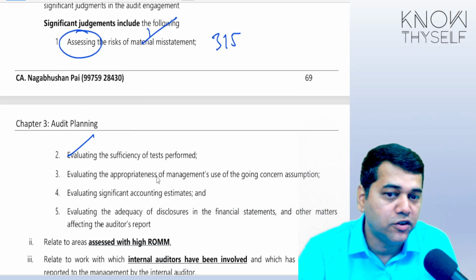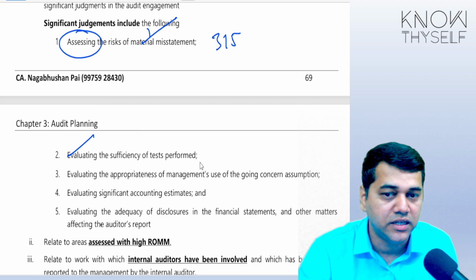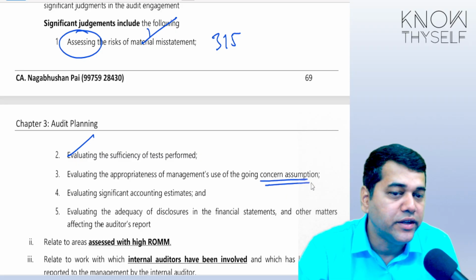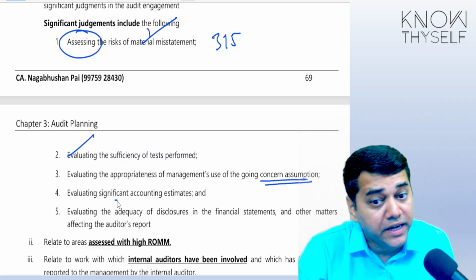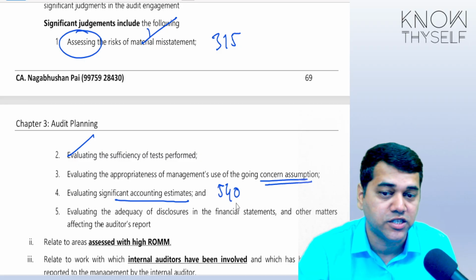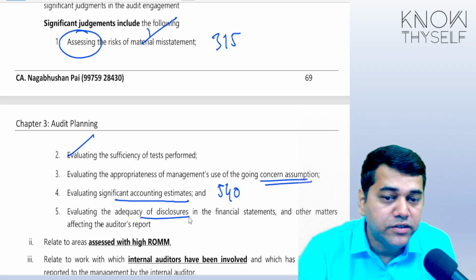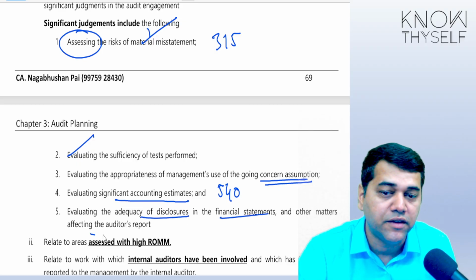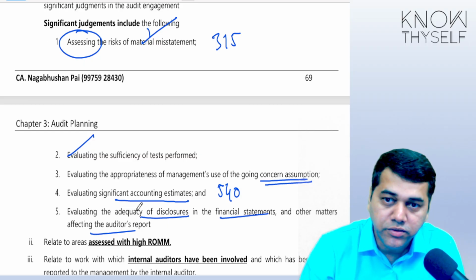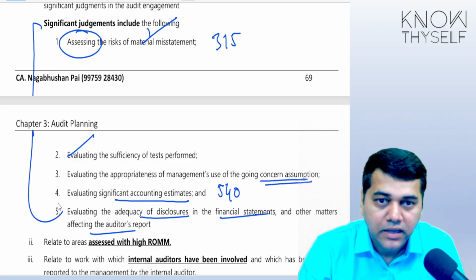Whether sufficiency of the tests, have you performed them sufficiently? No, you should not use. Appropriateness of the management's use of the going concern assumption. Significant accounting estimates to evaluate. SA 540, we are going to talk about accounting estimates. And evaluating the adequacy of the disclosures in the financial statements affecting the auditor's report. See, that's why I told you to mark it important, because this particular thing is available.